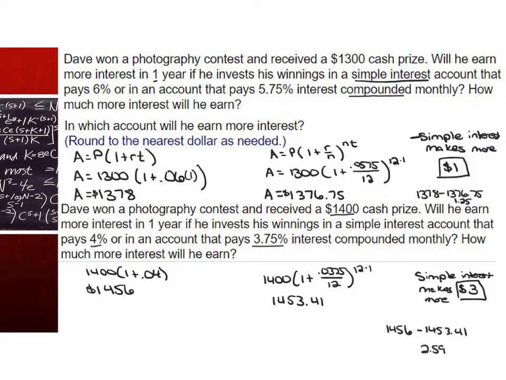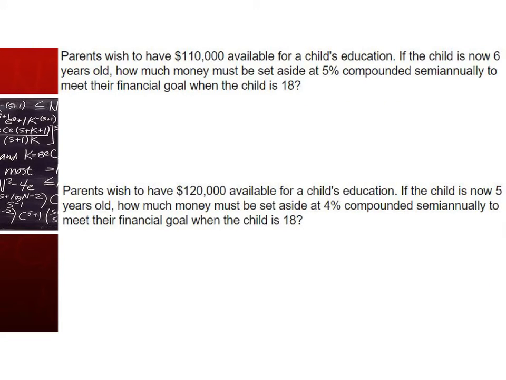Okay, so simple interest again is more money. It's more money by about $3 this time, remembering to round to the nearest dollar. Okay. Next one.